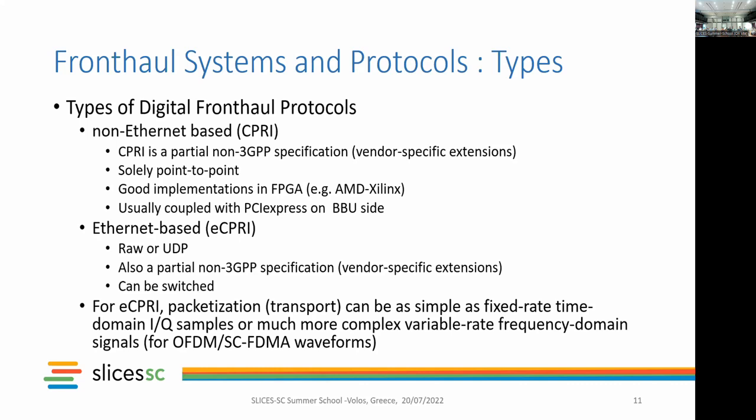Ethernet based, or really eCPRI, can be either raw or UDP based transport. It's also a partial non-3GPP specification with vendor specific extensions. So it's not a complete specification. The interesting thing about eCPRI is that it can be switched. For eCPRI, the packetization of the transports can be as simple as just a fixed rate time domain IQ sampling, just like the USRP. Or it could also be much more complex variable rate frequency domain signals, which is the case of O-RAN. You can have different types of eCPRI solutions.